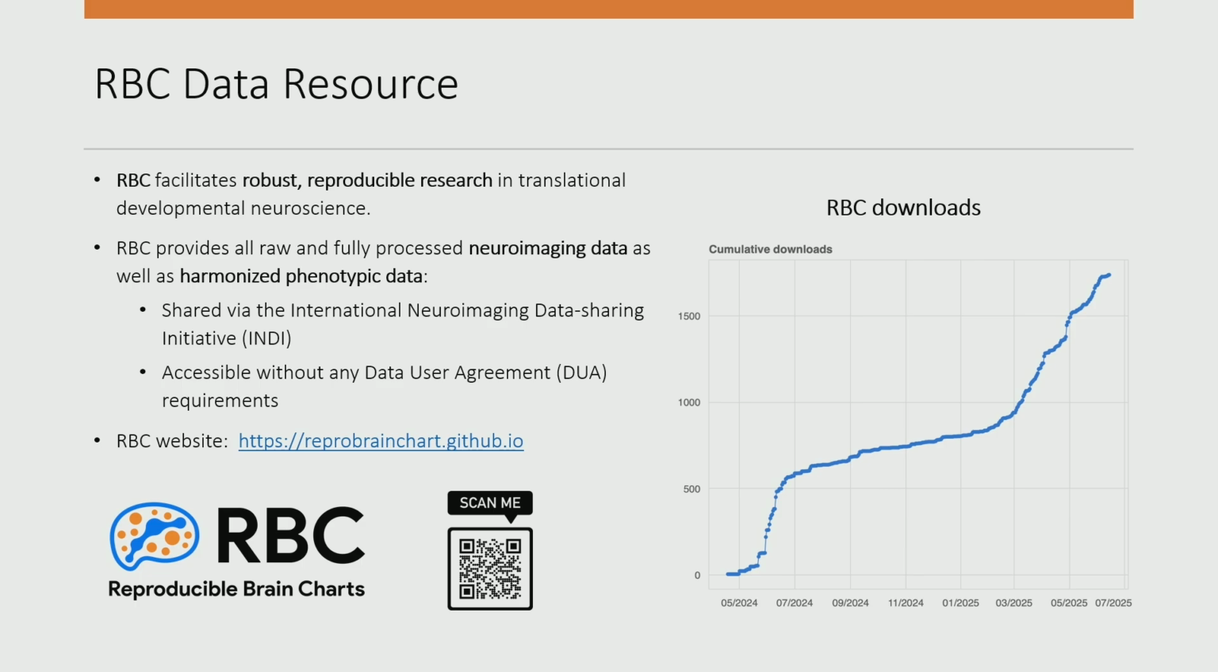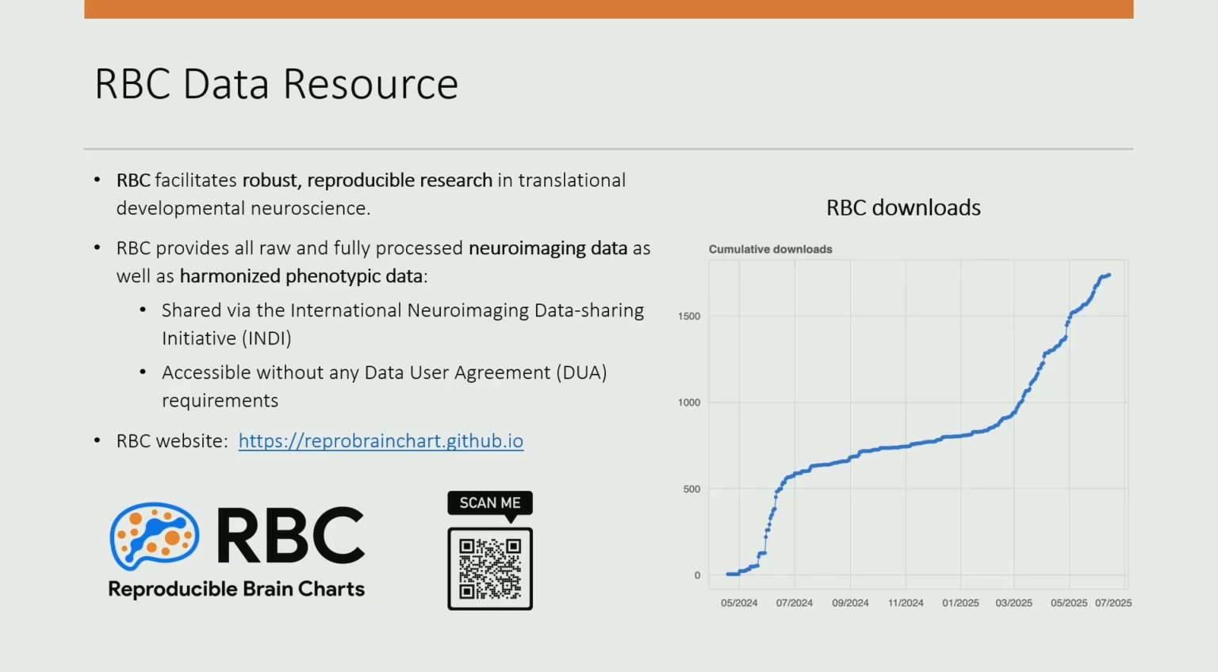So to end here, RBC is a data resource. Hopefully it allows all of us to run faster and do better science and not get bogged down in boring things we don't like, QC and BIDS curation. And importantly, we provide the raw data, we provide the processed data, all without a data use agreement. You don't have to go to your signing official. You don't have to renew things.